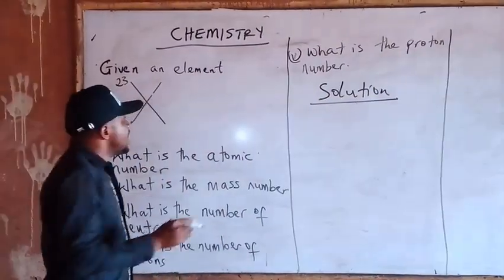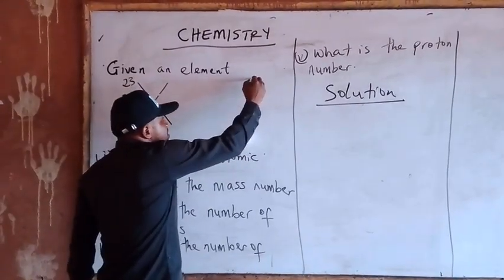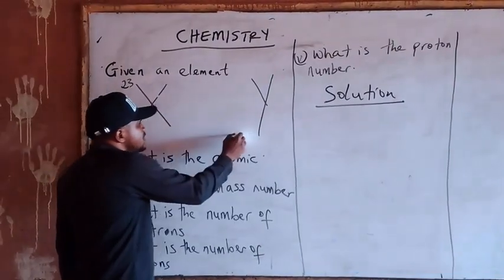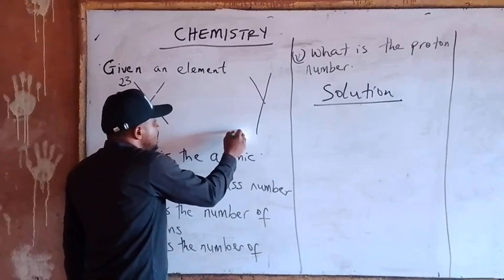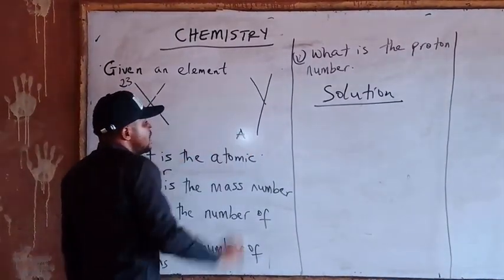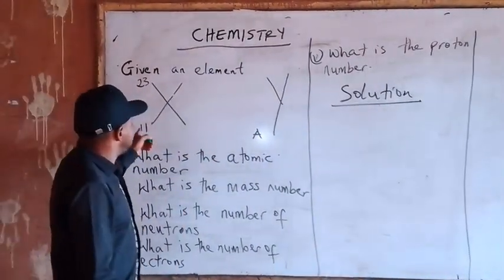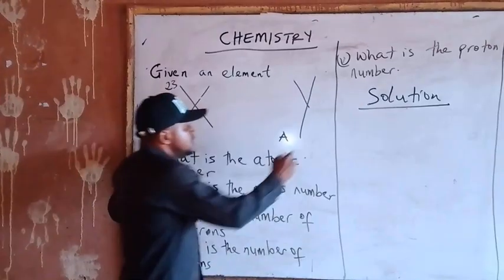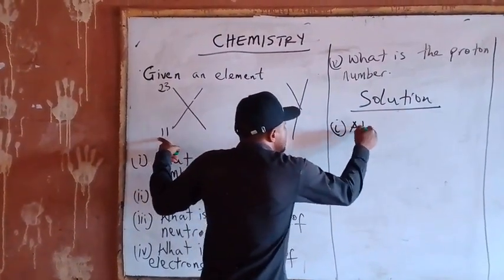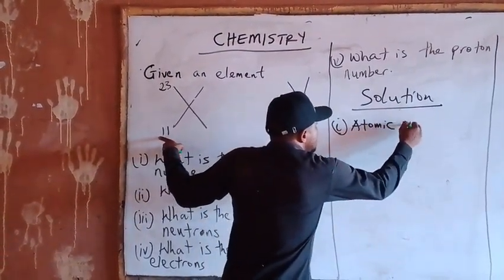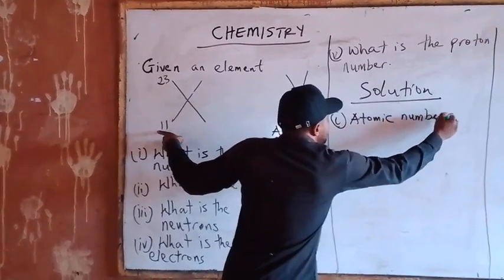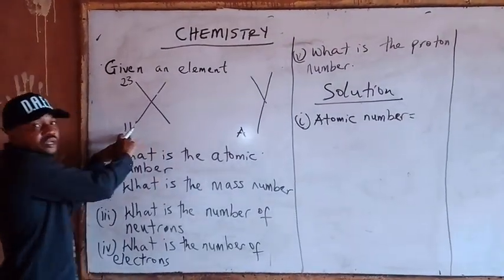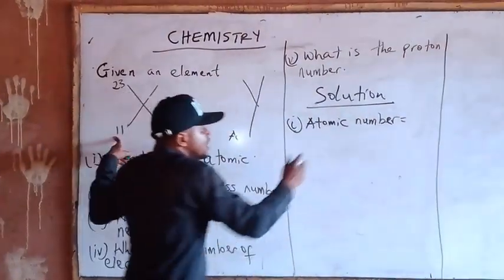Now, take note. Anytime you see an element like this, at the bottom here is the atomic number. So that means from the question you already know the atomic number. Since I said the bottom here is the atomic number, what is the bottom here? I guess you know the answer. It is 11.